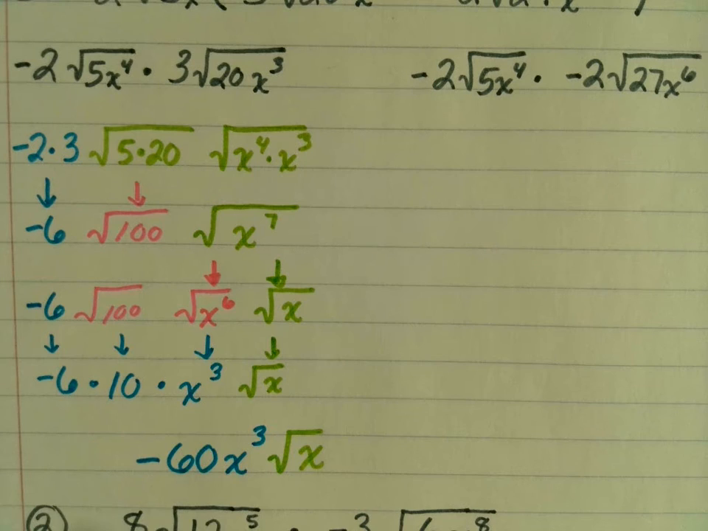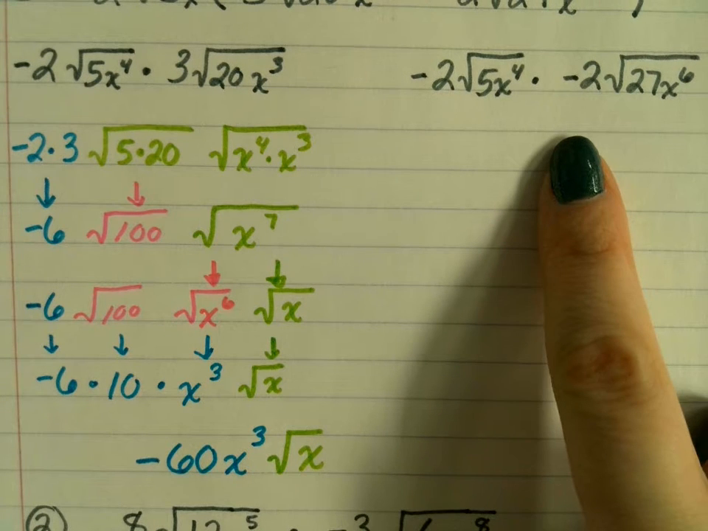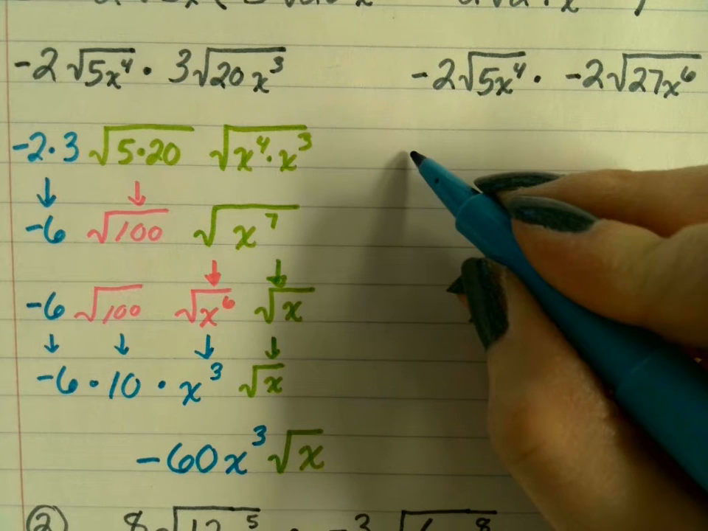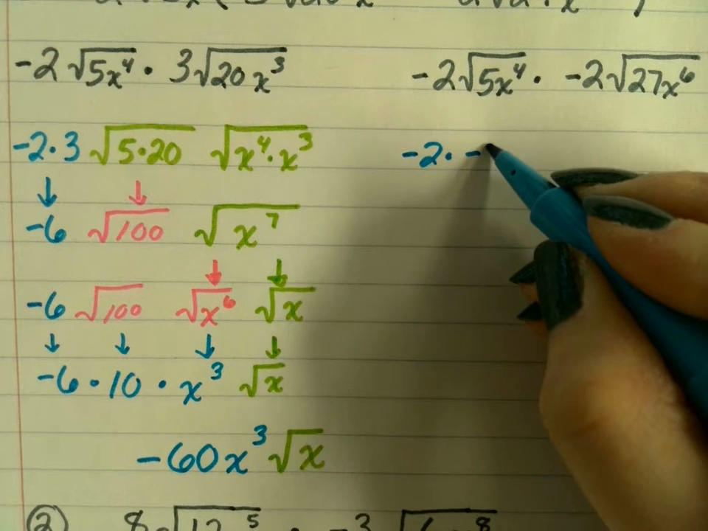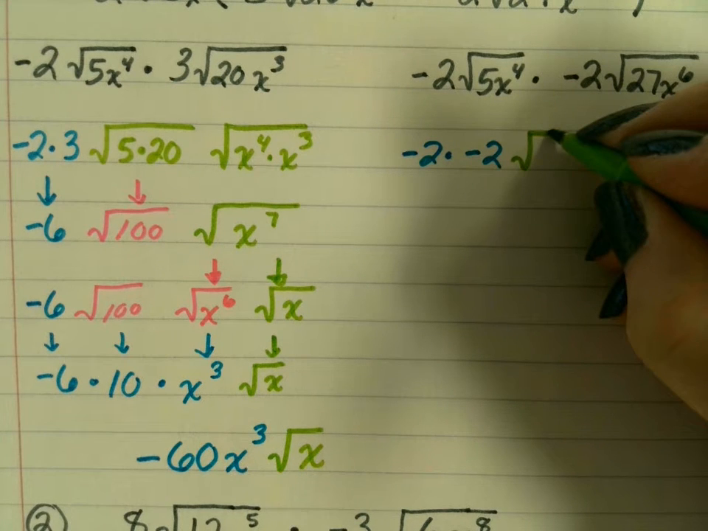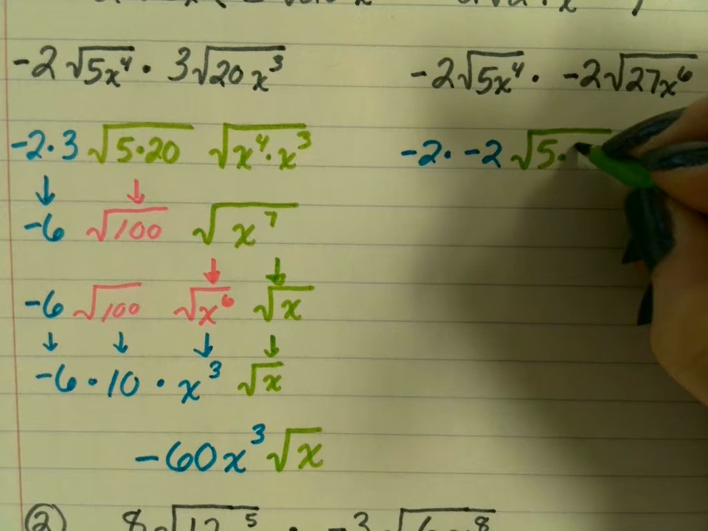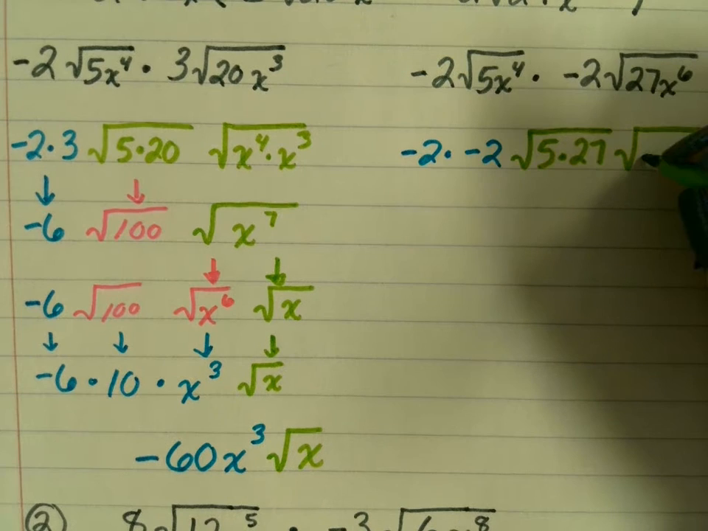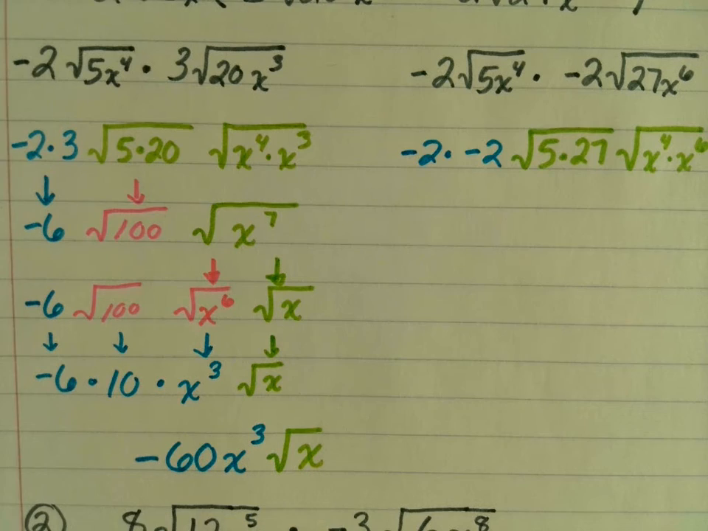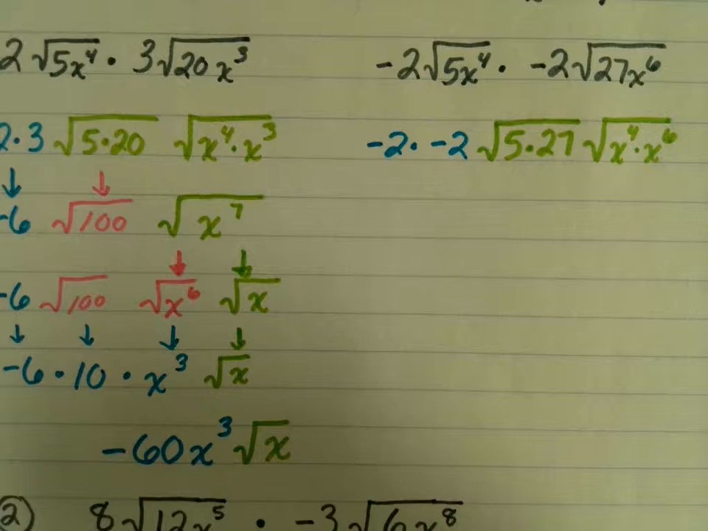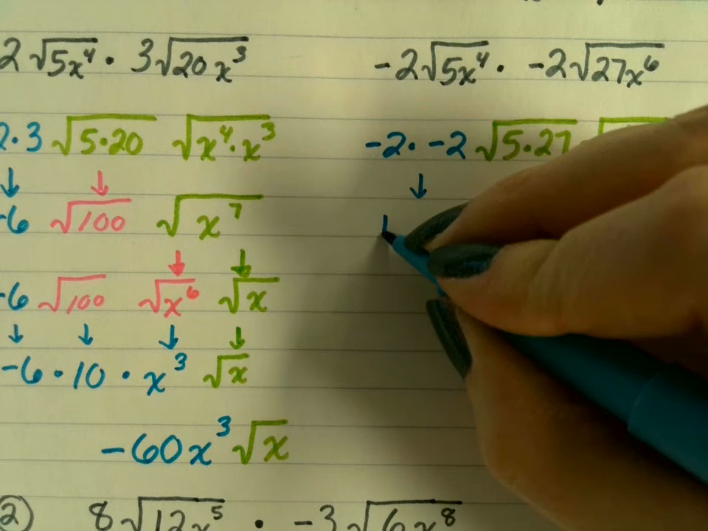So same concept, we're going to multiply just the coefficients first. So I'm going to do -2 times -2. Then I'm going to multiply my radical values, my numerical values, 5 times 27. And then my radical for just my variables, x to the fourth times x to the sixth. Okay, -2 times -2 is +4, sorry, not 2.